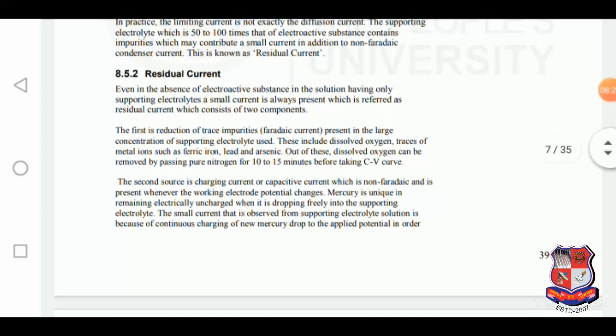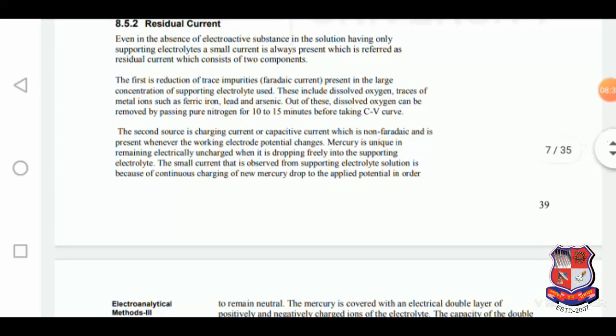Residual current. Even in the absence of electroactive substance in the solution, having only supporting electrolytes, a small current is always present, which is referred to as residual current, and it consists of two components. The first is reduction of trace impurities, the Faraday current, present in the large concentration of supporting electrolyte used. These include dissolved oxygen and traces of metal ions such as ferric iron, lead and arsenic. Out of these, dissolved oxygen can be removed by passing pure nitrogen for 10 to 15 minutes before taking the curve.